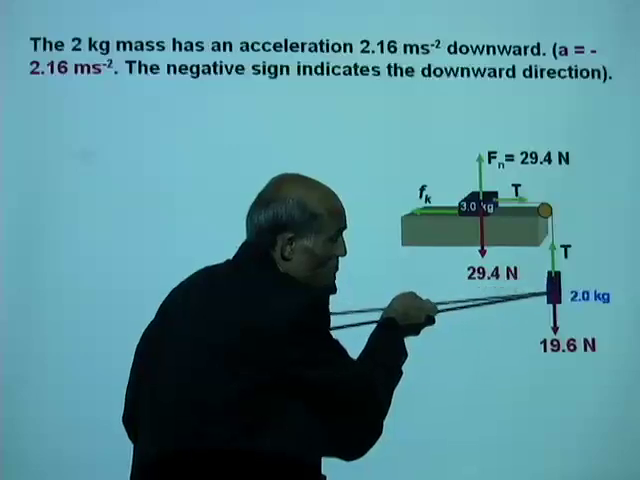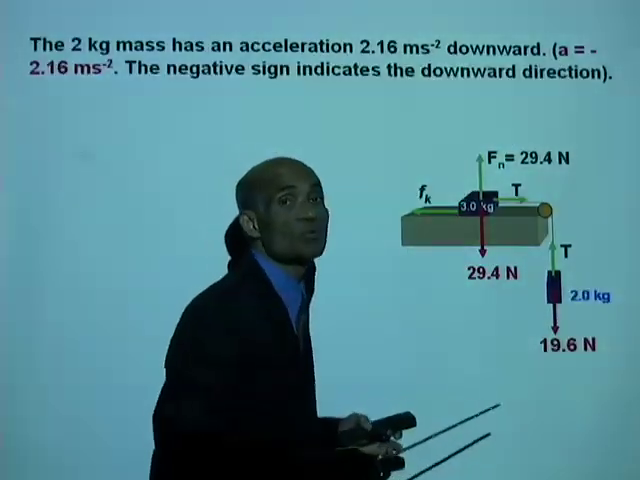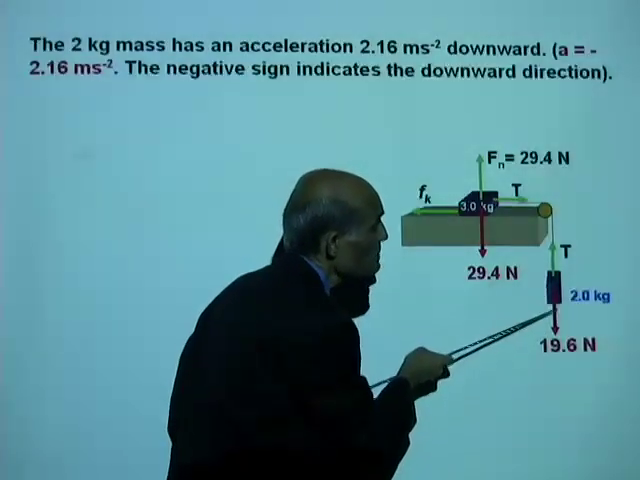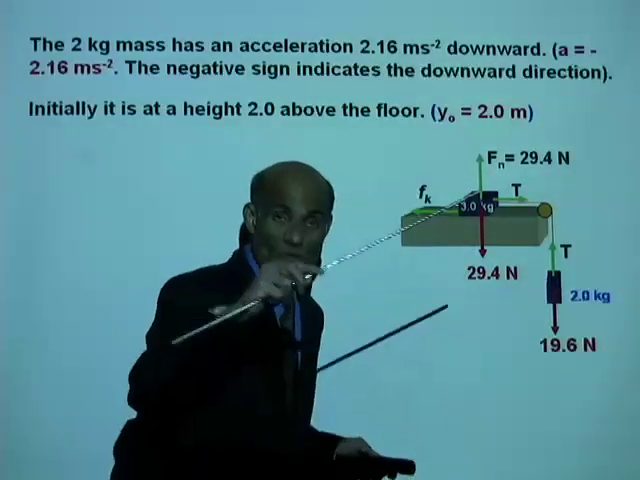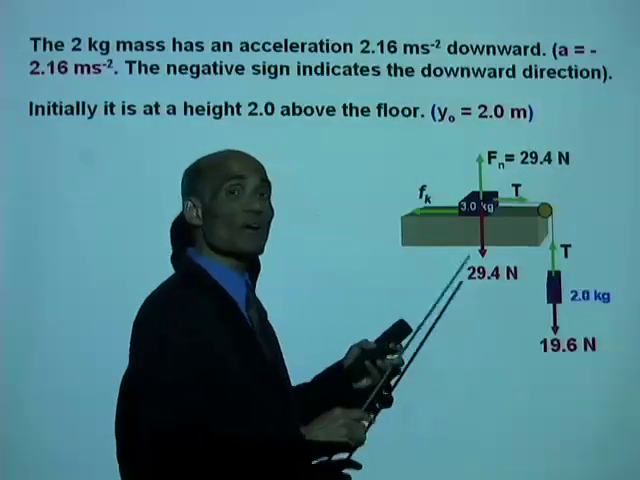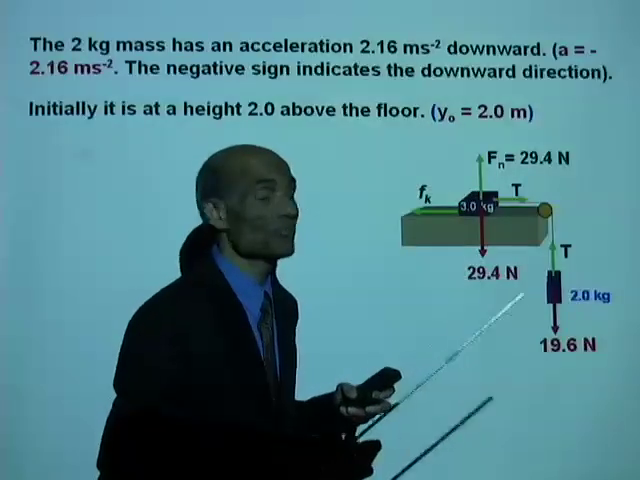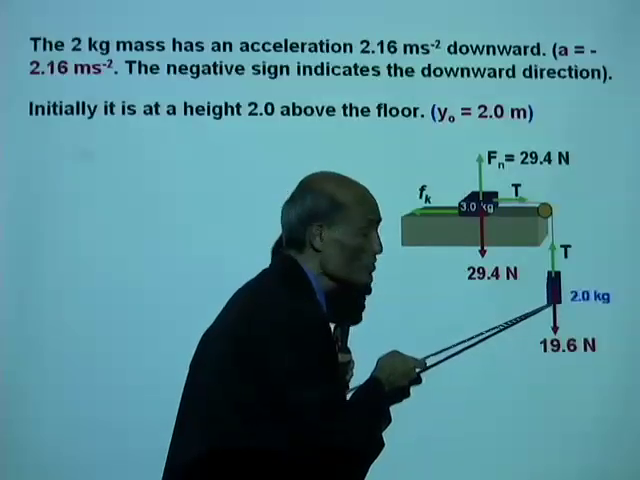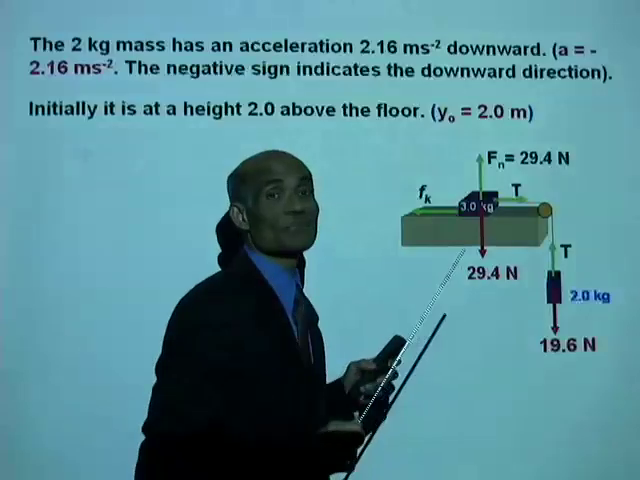So this mass is moving down with an acceleration A equal to 2.16 meter per second squared. And we need to find the time taken for it to fall through a height of 2 meters. Well, I haven't carried the whole of that question, so you need to go back and refer to that question. We need to find the time taken by this mass to fall through a height of 2 meters.